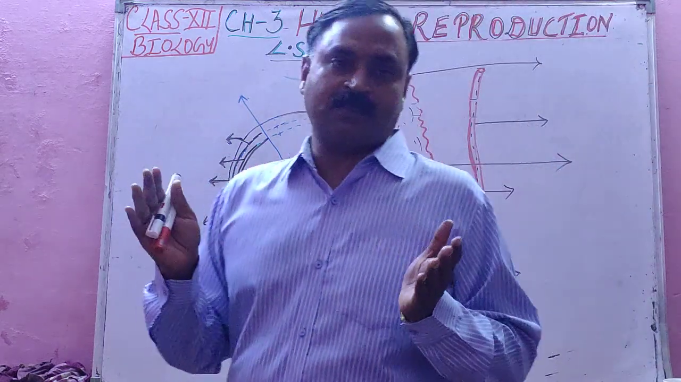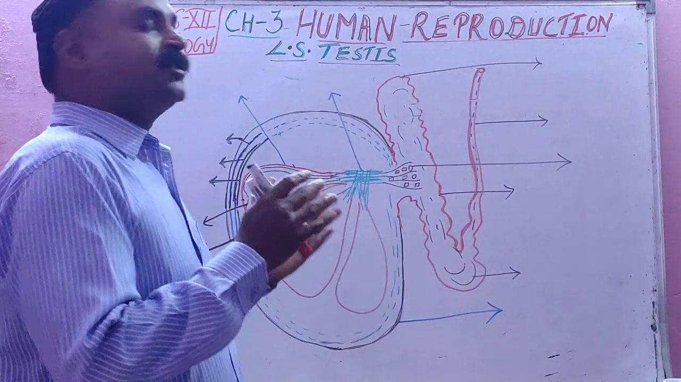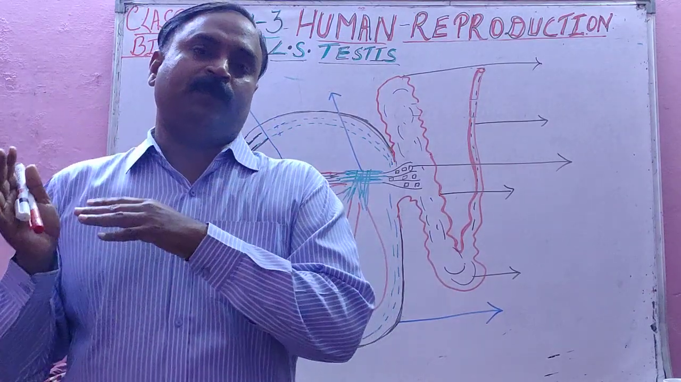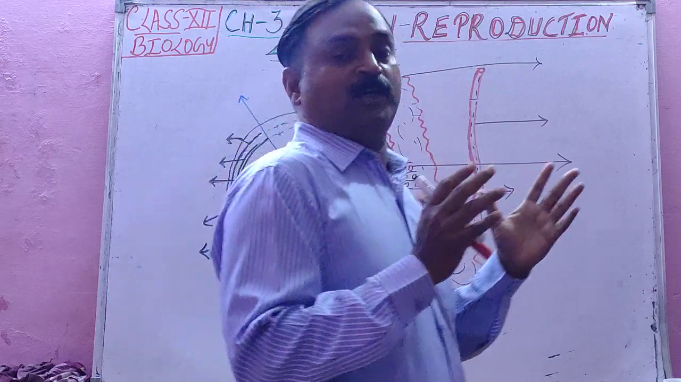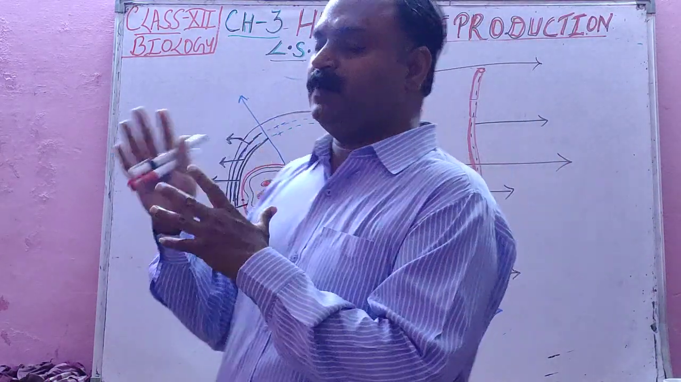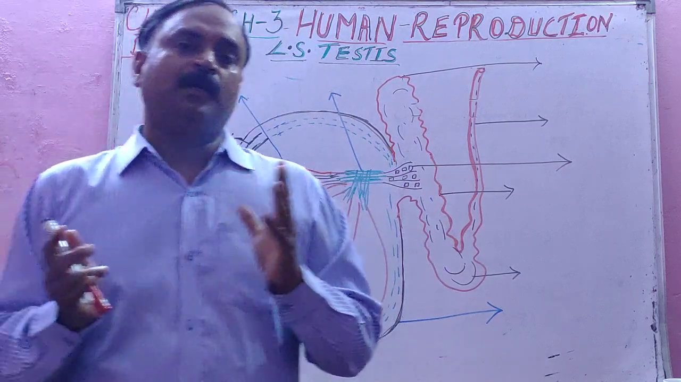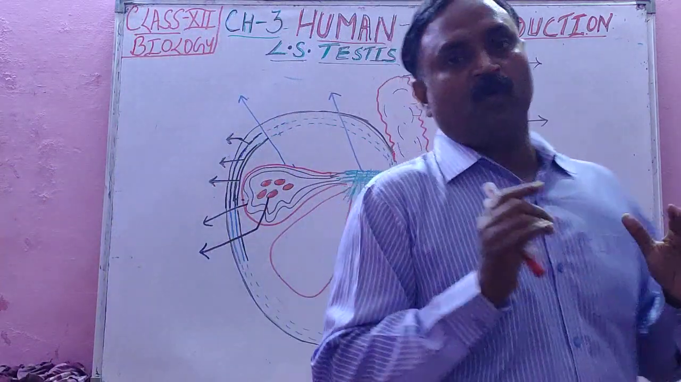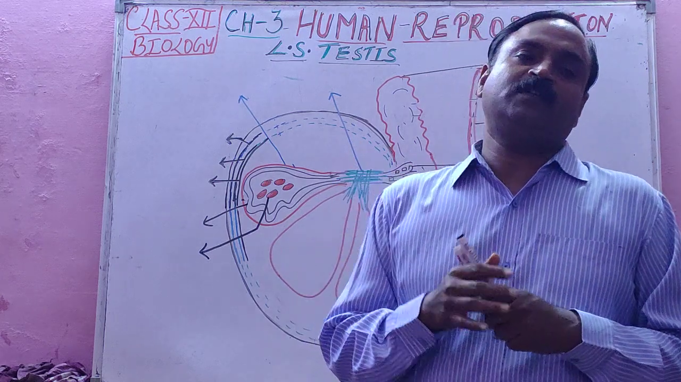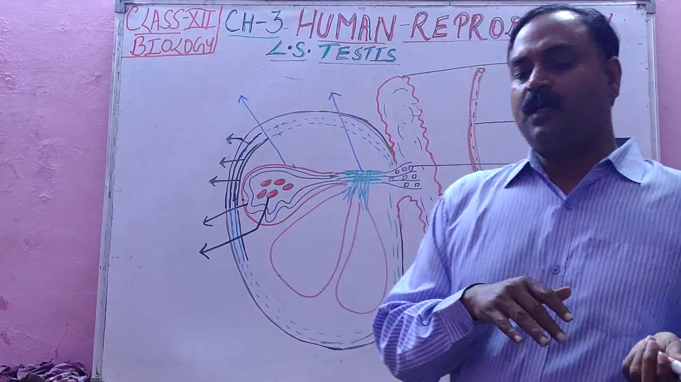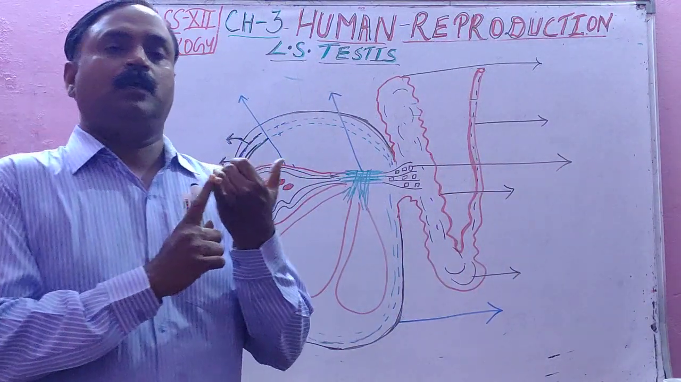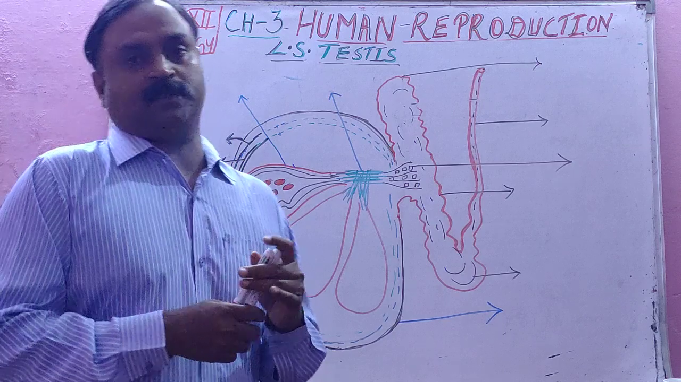TS of testes, then section of ovary, then very important structure of ovum, structure of sperm or spermatozoa, then their production of sperm called spermatogenesis, production of ovum called oogenesis, then hormonal control of spermatogenesis, oogenesis, hormonal control of menstrual cycle, and ultimately embryogenesis.